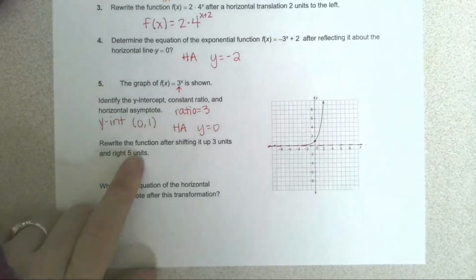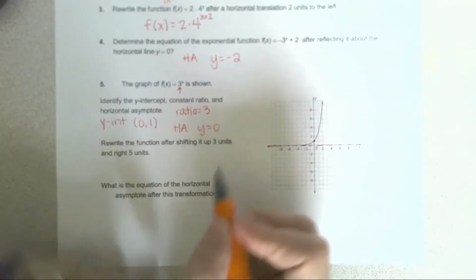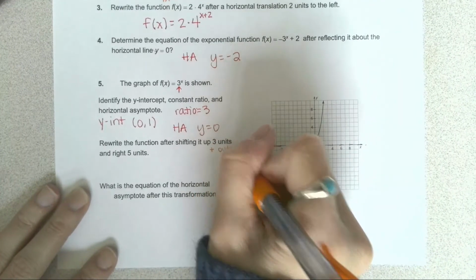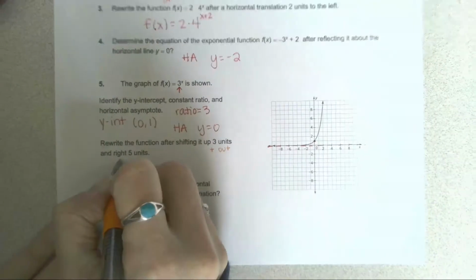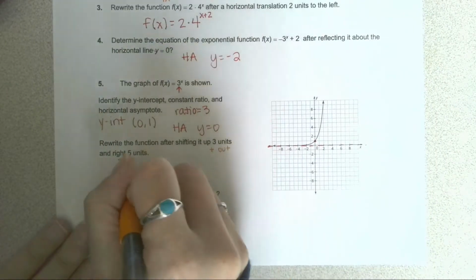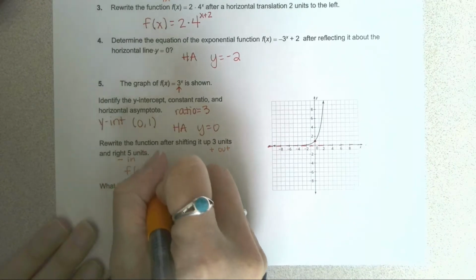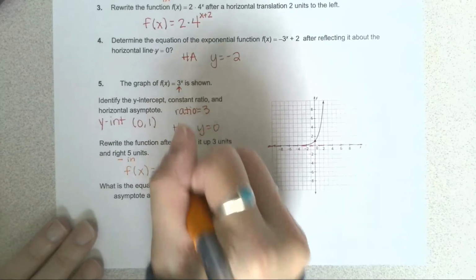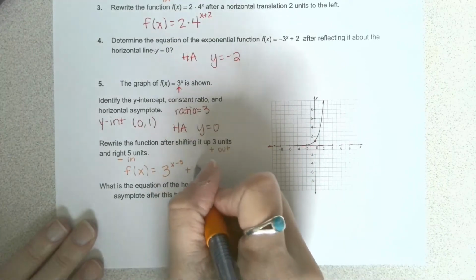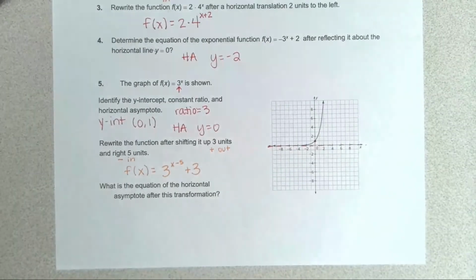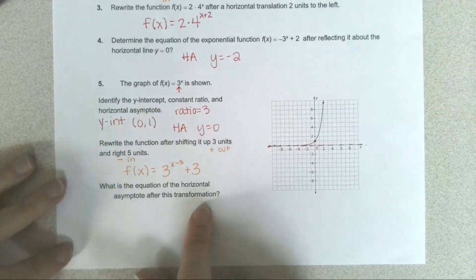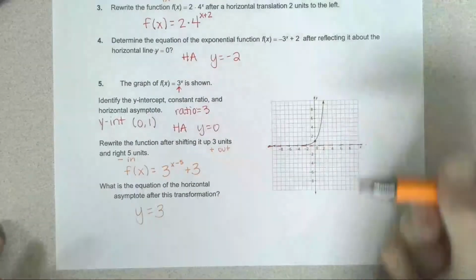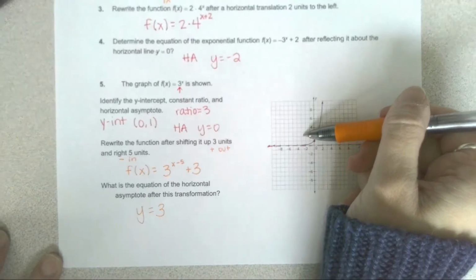Now it wants us to rewrite the function after shifting it up 3 units and right 5 units. Up 3 is adding outside, and right 5 is subtracting inside. So we'll have f of x equals 3 to the x minus 5, and then plus 3 on the outside. It says, what is the equation of the horizontal asymptote after this transformation? It is y equals 3 because we took this whole graph and shifted it up 3 units.